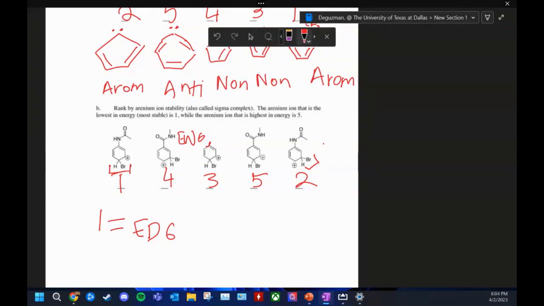But what Ria was saying, yeah, if you do resonate that positive charge, you want to keep that positive charge away from electron withdrawing groups. Basically, you don't want to make it more positive. You want to make it more just normal, not positive or negative. Okay.